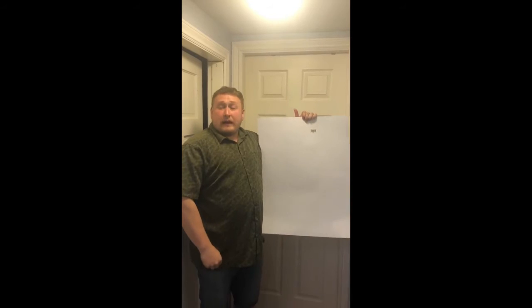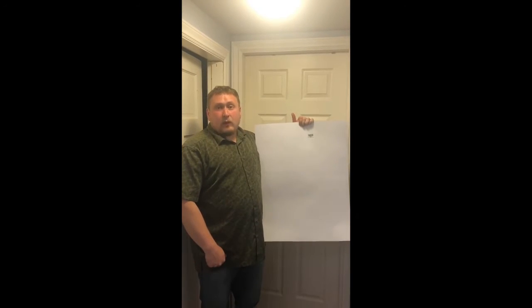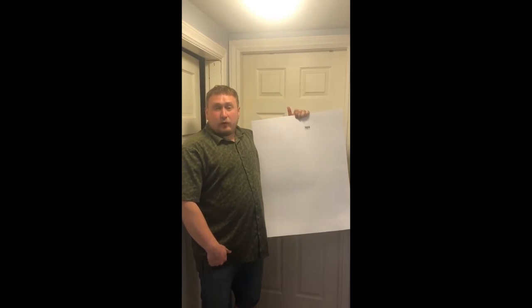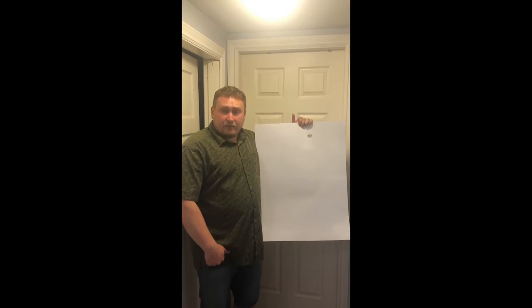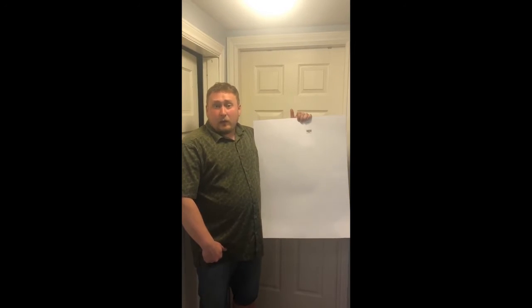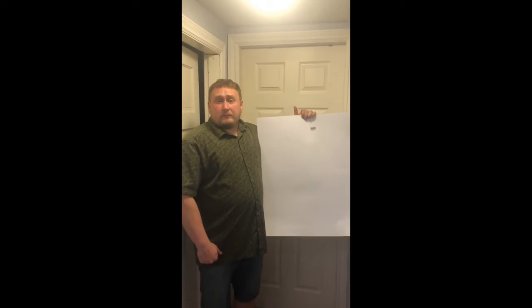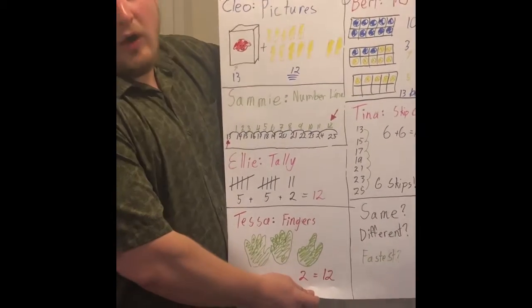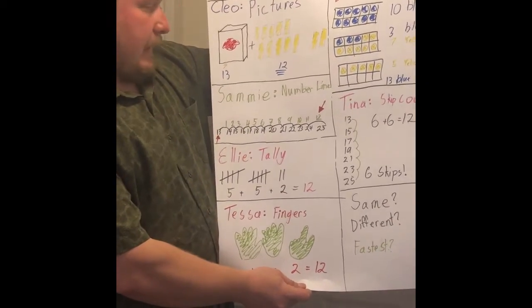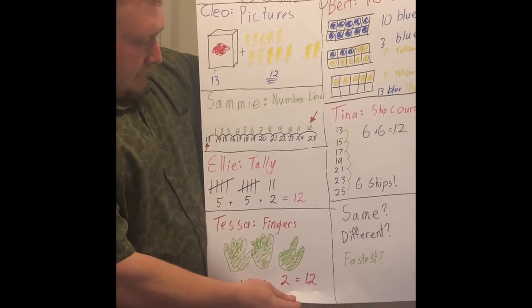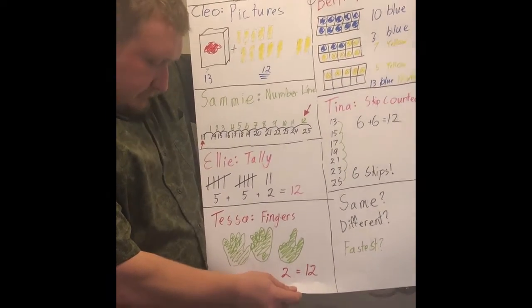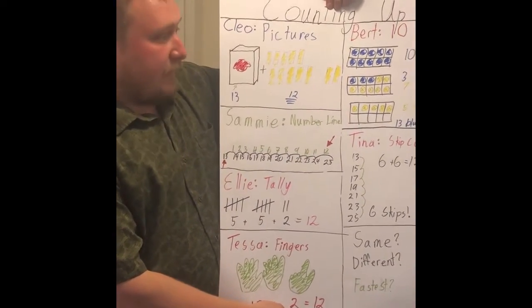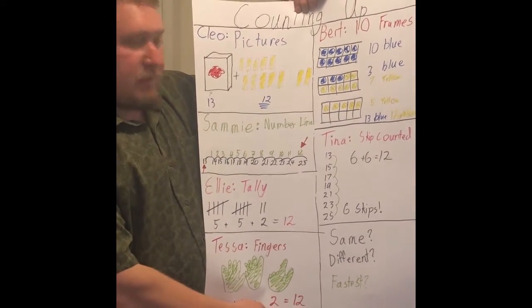Great, everybody is here. Now, I want you to show me some of the ways that you got your total. How many more treats does Minnow get this month? And I will call upon you as you raise your hands, and I will write it down on the white flip paper. So Cleo drew pictures, and Sammy did a number line, and Ellie did a tally, and Tessa used her fingers, and Bert did 10 frames, and Tina skip counted.